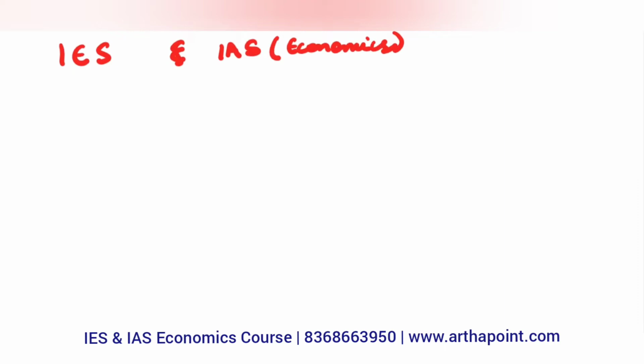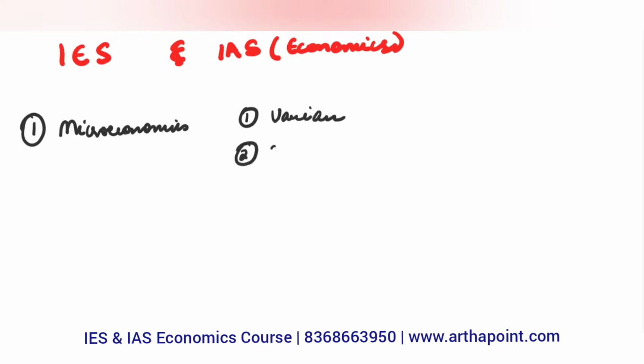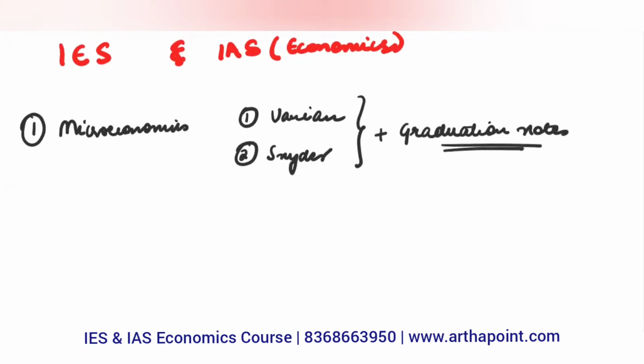So the first thing that you will have to do is microeconomics. Very, very important course. Microeconomics has two very important books that you must be following. One is Varian and the other is Snyder. Apart from this, definitely your graduation notes. They are definitely useful. You should be doing those also.